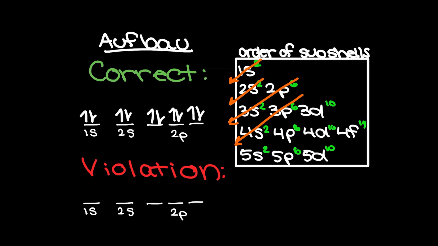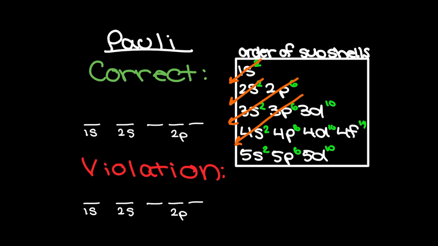And now if we were to violate Aufbau, it would look something like this. Now you can see how we completely skipped over the 2s subshell there, which is a violation of Aufbau because it is a lower energy orbital than the 2p subshell. So these electrons that I put in 2p, at least 2 of them, would need to be back in the 2s subshell.